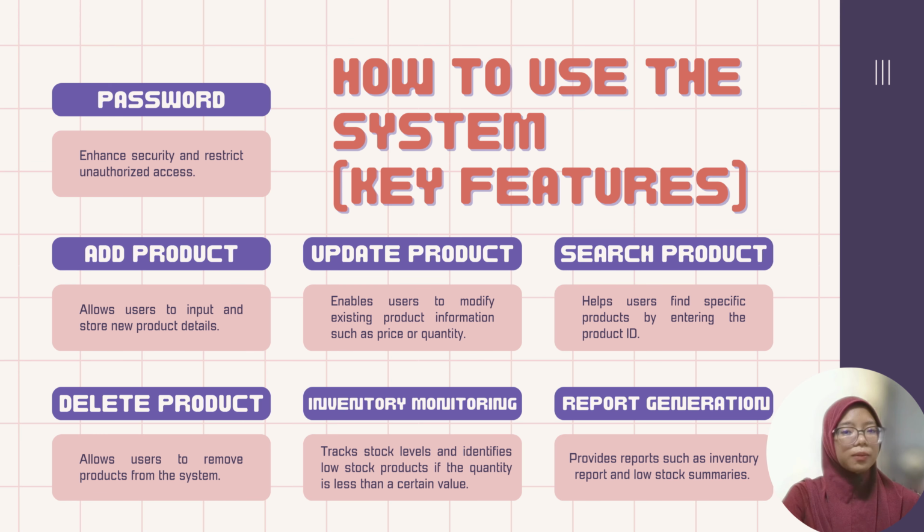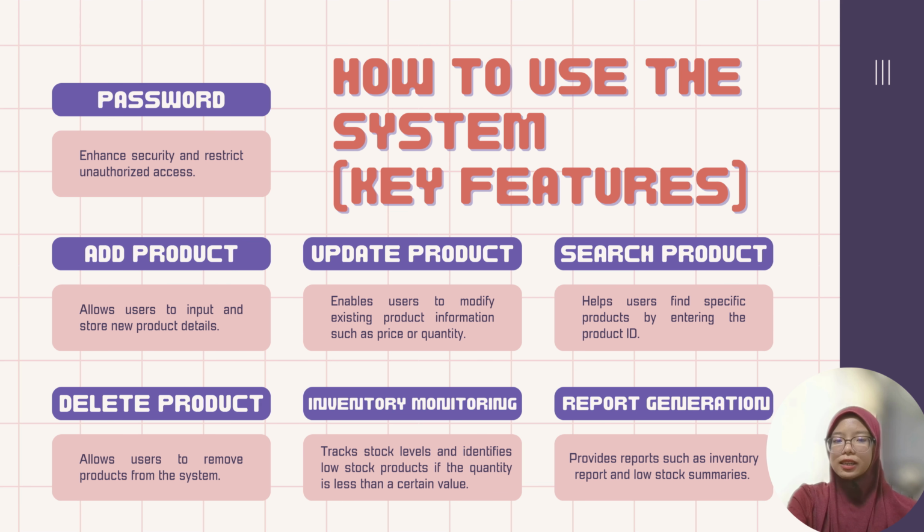Next, I will present about how to use the system. There are two parts, which are key features and user workflow. For the key features part, the system includes 7 key features to support efficient inventory management. The first one is Add Product feature. This feature allows users to enter and store new product information, including product's name, price, and quantity. This ensures that all products are properly recorded in the system for the future use.